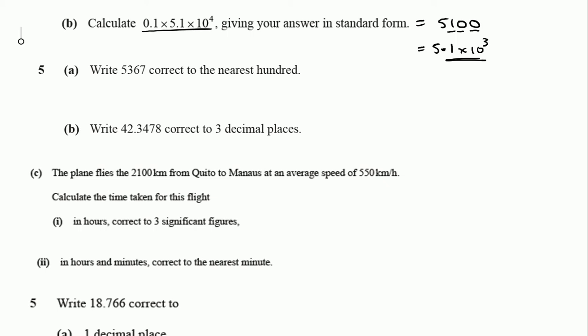Now I have another rounding question. I'm asked to write 5,367 correct to the nearest hundred. So if we're saying correct to the nearest hundred, then our number line only has hundreds on it as the smallest unit. I would have something like 5,000, then I'd have 5,100, 5,200, and so on and so on. So we've got to ask ourselves, what hundred on this number line are we closest to? 5,367 is closest to 5,400. So there's our answer.